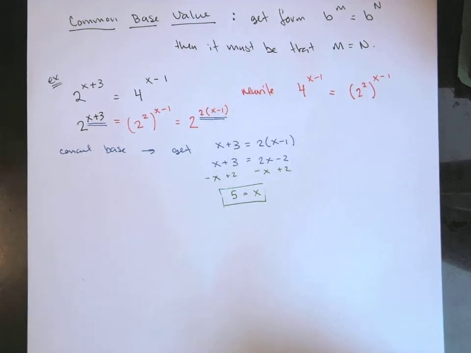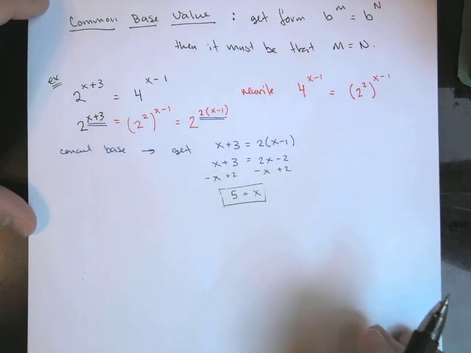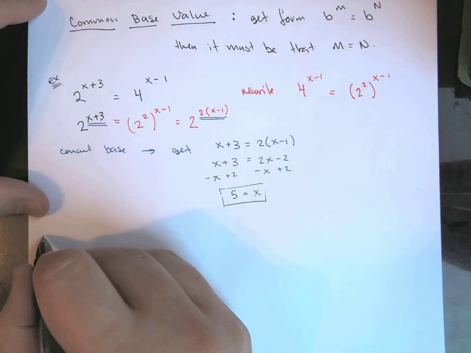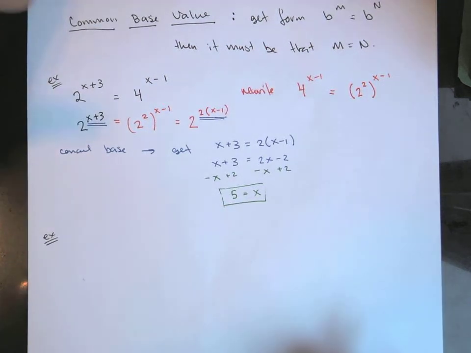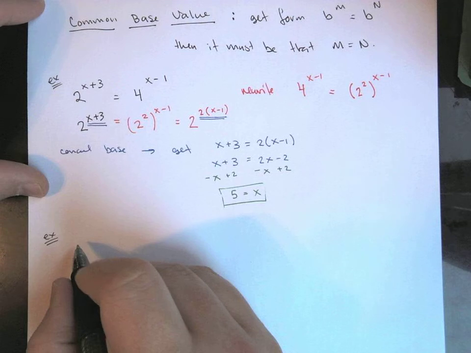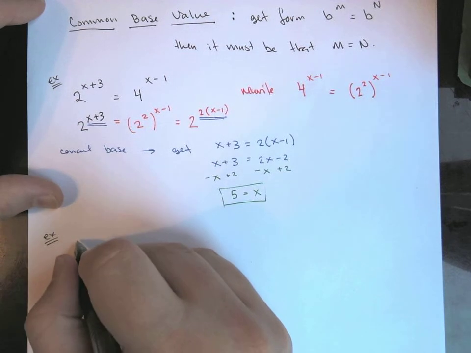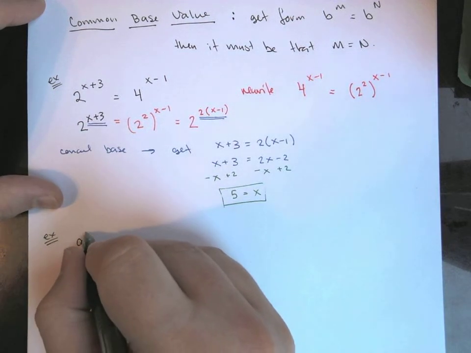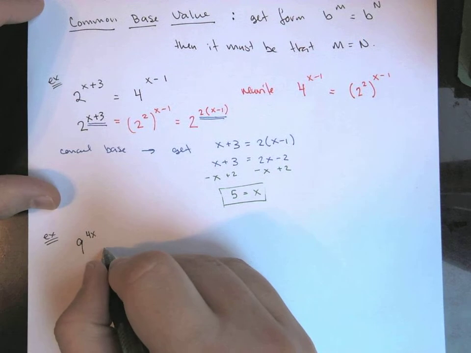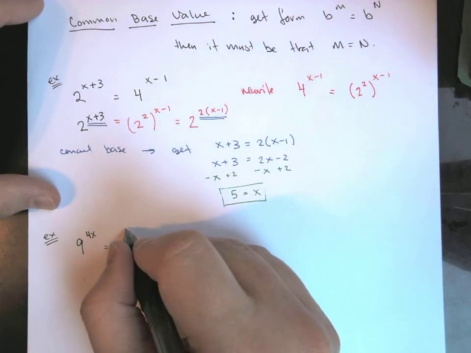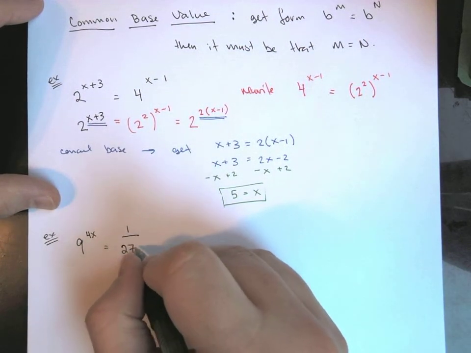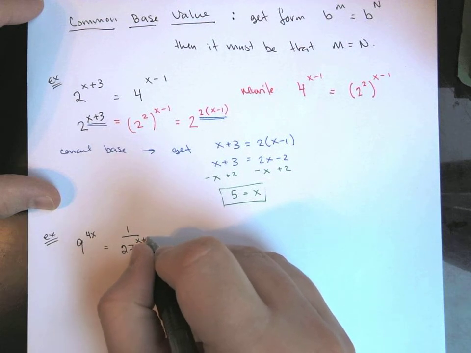The trick here, and where we can be a little bit clever, is if we have bases that are a little bit less obvious, that are actually coming from the same point. So you have to be a little bit more clever with the exponents that you're working with. So let's take something like 9 to the 4x equals 1 over 27 to the x plus 3.